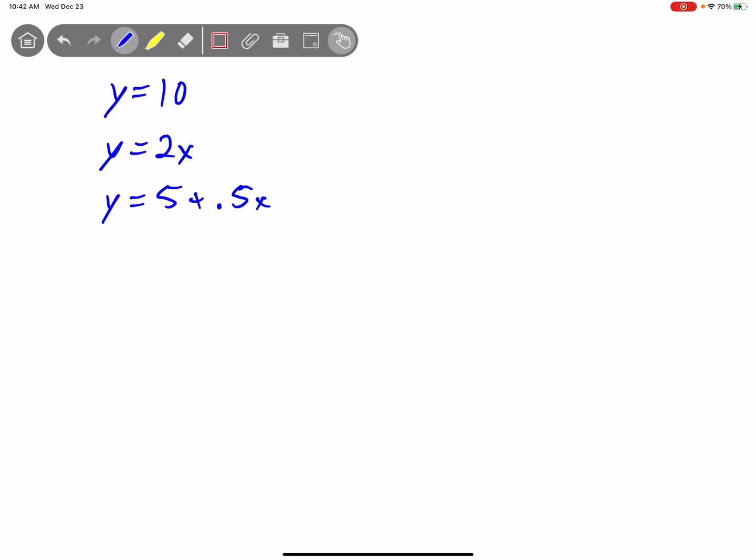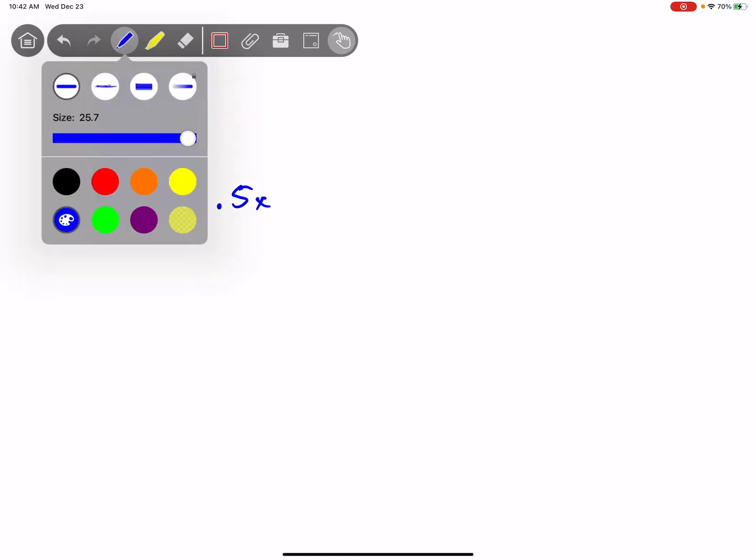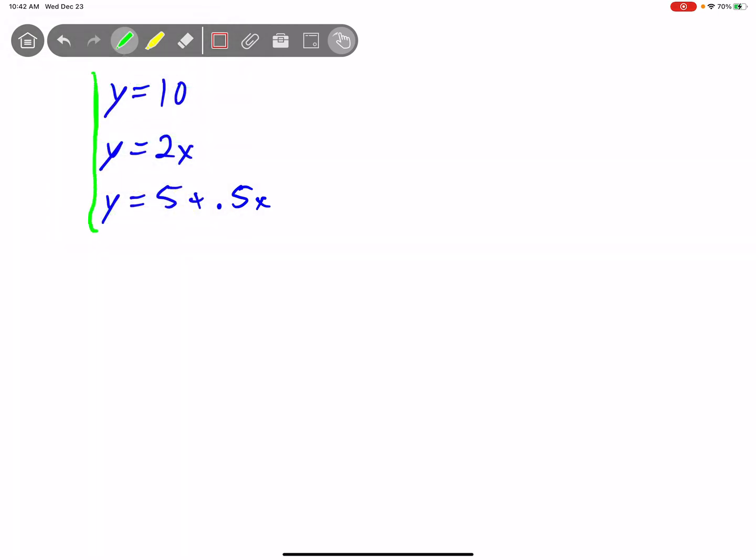Now, if I ask you, when are they going to make the same amount of money? What variable represents the money? The variable that represents the money, let's do it in green for money, is y, right? This tells me how much they get for how far they walk. The x's represent the kilometers. Y represents the money.